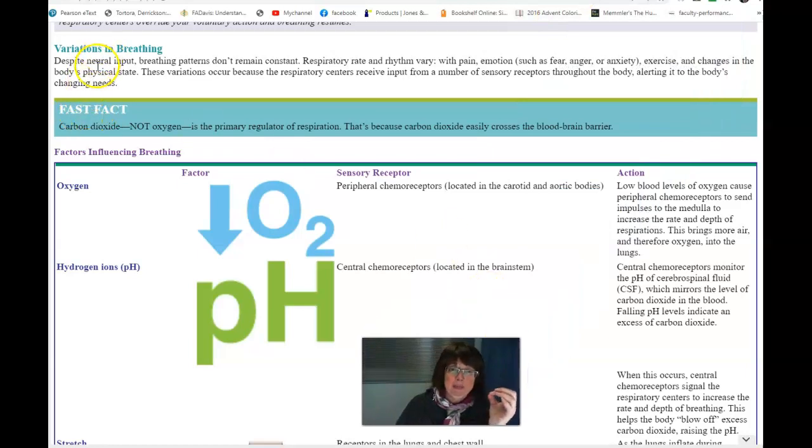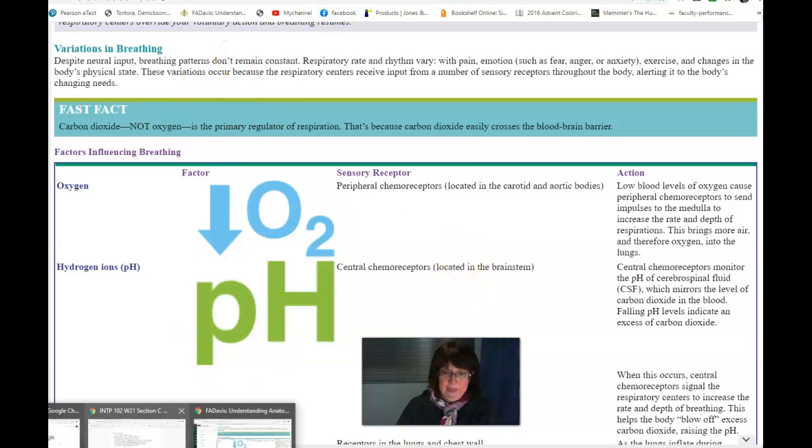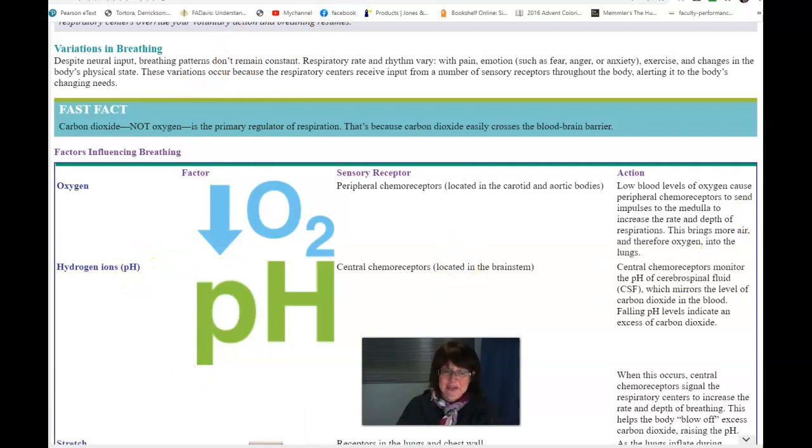There is neural input, and despite neural input, breathing patterns do not remain constant. Respiratory rate and rhythm depend on pain, emotion, exercise, change in body's physical state. It occurs in the respiratory centers from a number of sensory receptors throughout the body, which aids in the body's changing needs. Now, when we look at the receptors, the main one is carbon dioxide.